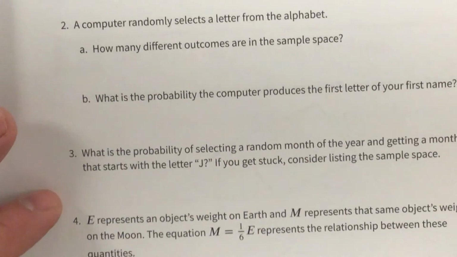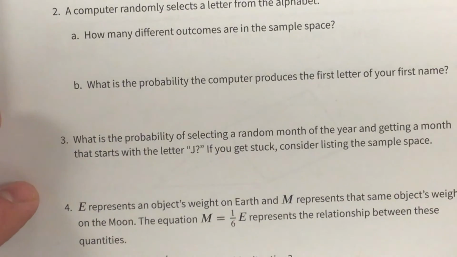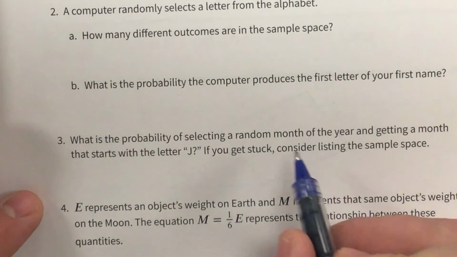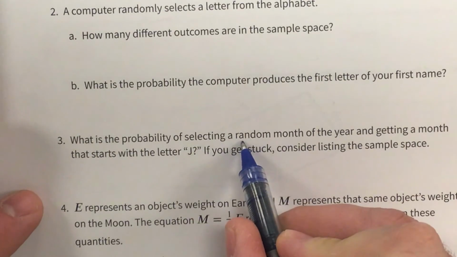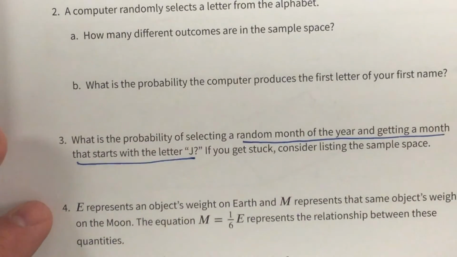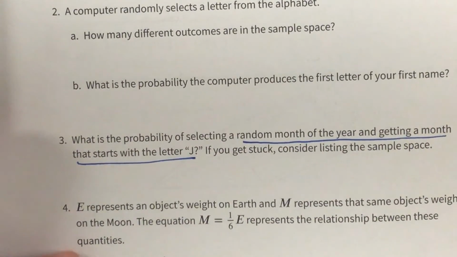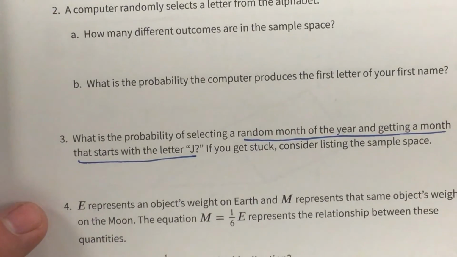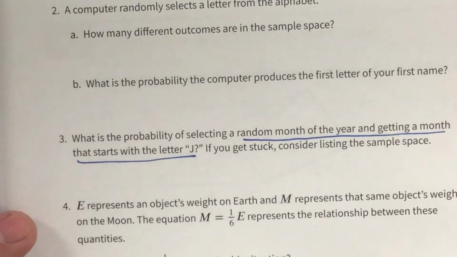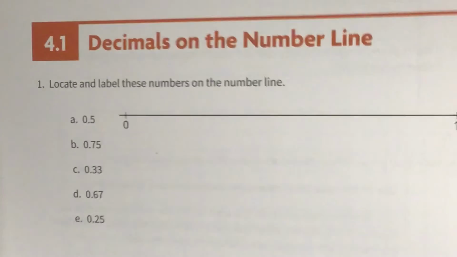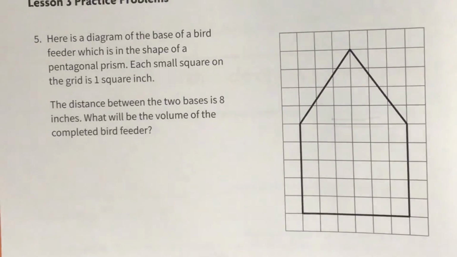Problem number 3 is just like what we got done doing. Kind of like that dice one where I said roll an odd number or a 4. Here it's talking about selecting a random month and getting one that starts with the letter J, so that's what you're analyzing. How many J months we have. If you get stuck, it says write them out. Write the sample space out so you know how many start with a J so you don't miss one. Question number 4, I think we can handle that.